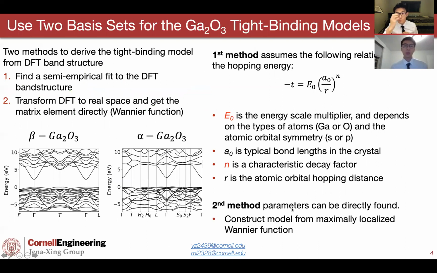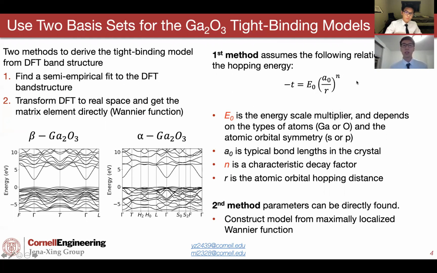So we used 2 basis sets for our tight binding models. The first method uses an atomic orbital basis to find a semi-empirical fit to the DFT band structure. And the second method transforms DFT to real space and constructs the model from maximally localized Wannier functions.